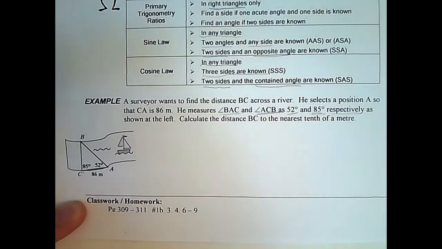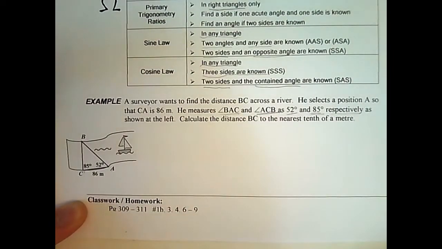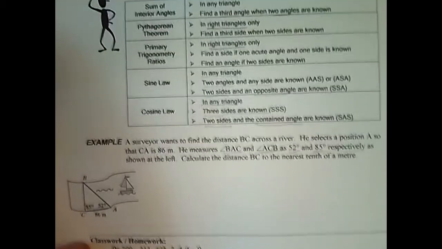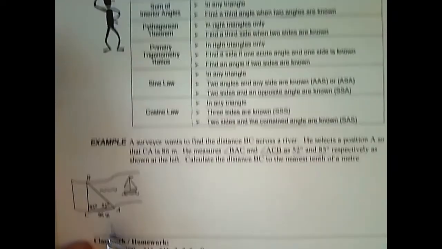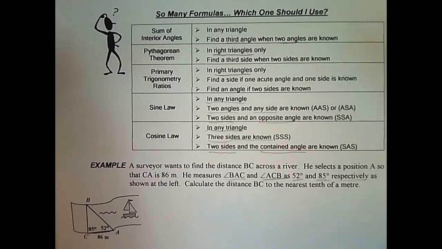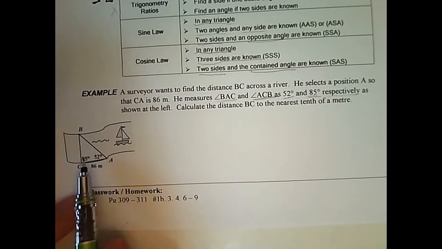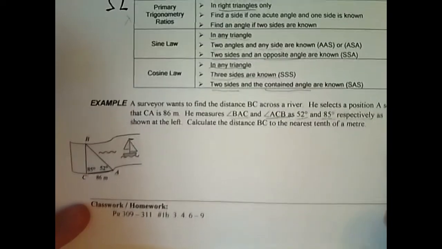Looking at this question, what technique or equation should we use to solve for this? Well, I can already get rid of some things. I don't see a right angle anywhere. 52, 85, there's no way that's going to be 90. So I don't need my trig ratios, and I don't need Pythagorean theorem here. I see two angles, and I don't know this third one, so I could use sum of interior angles.